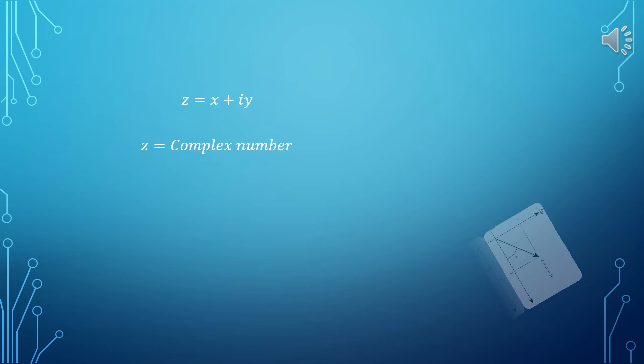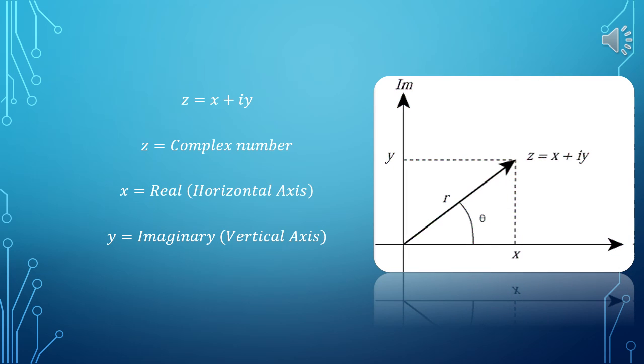A complex number itself comes in a pair of two real numbers in the form z equals x plus iy, where z is the complex number, x is the real part of the complex number, and y is the imaginary part of the complex number. On the Cartesian plane, we represent the real part on the horizontal axis and the imaginary part on the vertical axis.